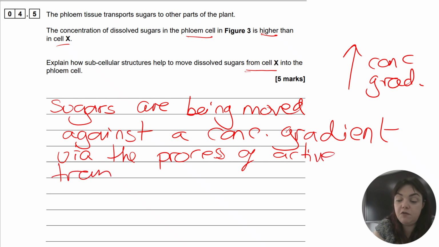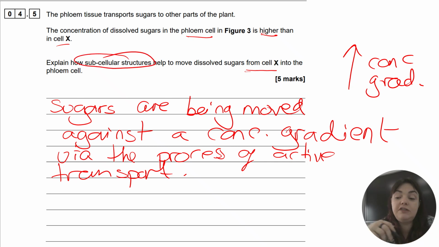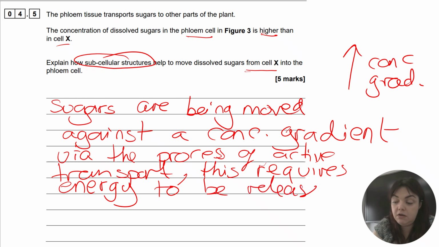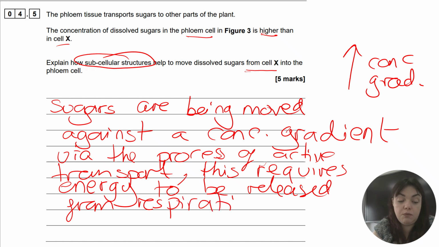Okay, and then we move back to, right, okay, what is required for active transport? So we now need to link it to this part of the question here, which is asking about subcellular structures. Now, really, there's only one subcellular structure we need to talk about. Active transport, this requires energy to be released from respiration, which takes place inside the mitochondria.